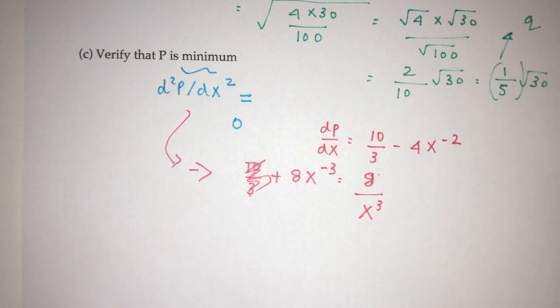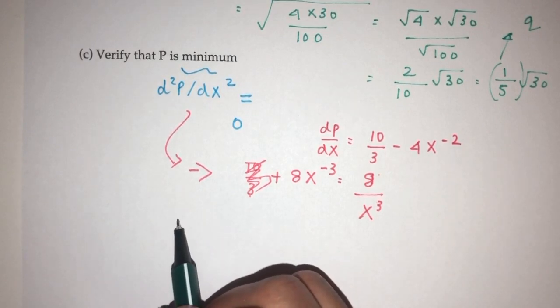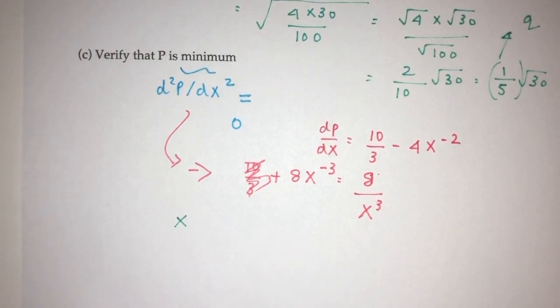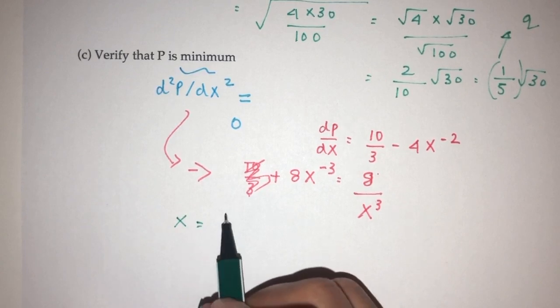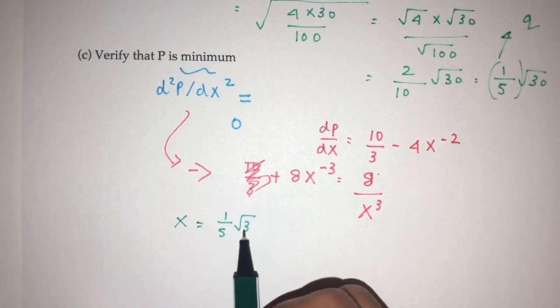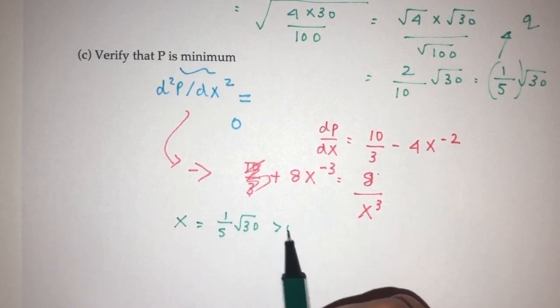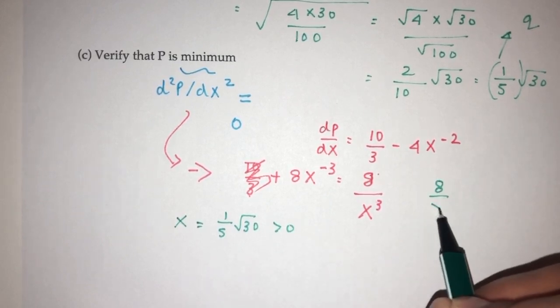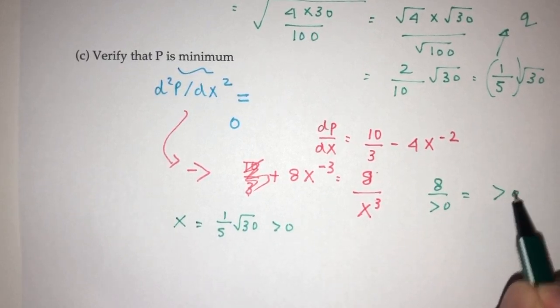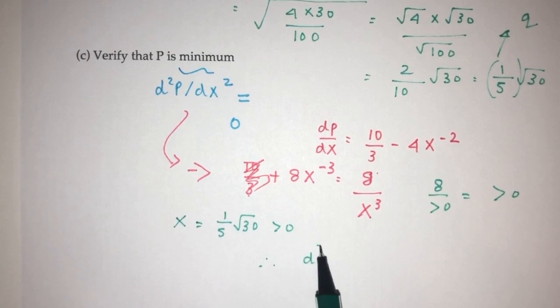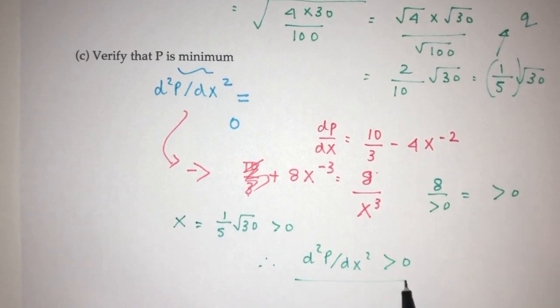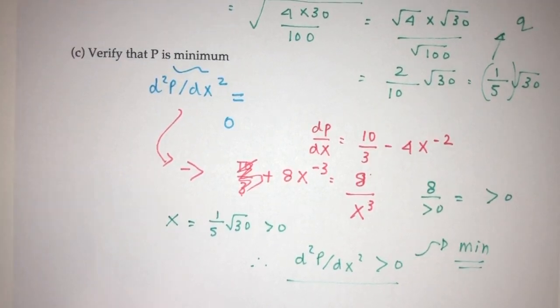So now, obviously, at the value of x that we have seen, x was found to be 1 over 5 root 30. Now, given x is positive, 8 divided by a positive value, you will have a positive answer. So we conclude that d squared P by dx squared is positive. Since of that, we confirm it is a minimum point. That's how we would do that. And that is question number 10 of this paper.